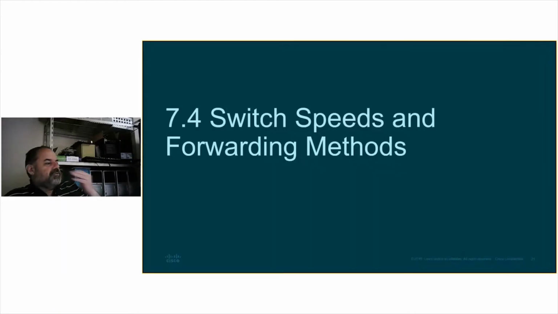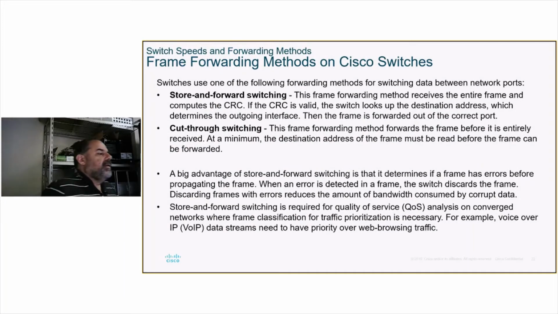Okay, switch speeds and forwarding methods. Now, we're talking about forwarding methods first. There are two major methods: store and forward, and cut-through. Store and forward means the switch starts saving the frame as soon as it starts arriving, waits for the entire frame to arrive, and then does the error detecting. It then forwards the frame if there are no errors, or drops the frame if there are errors.